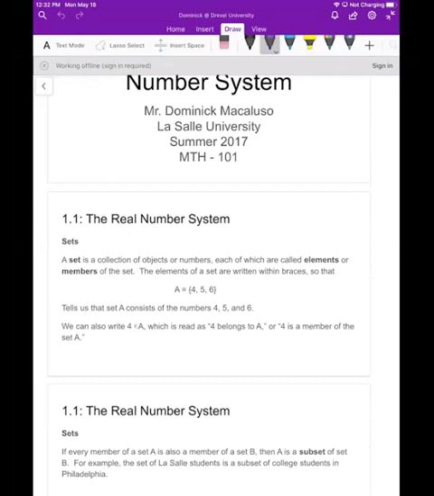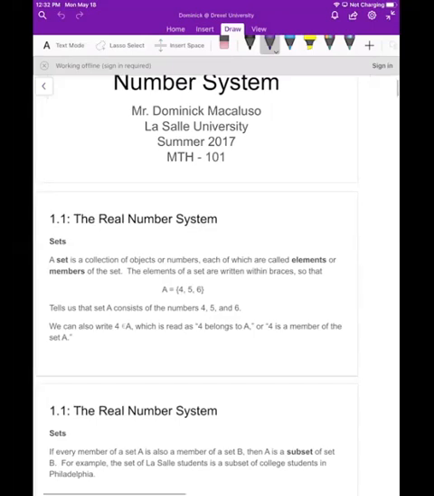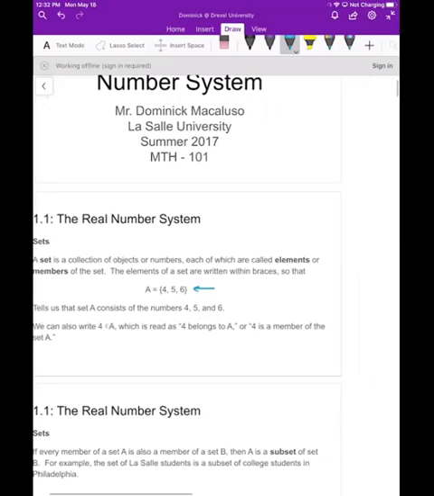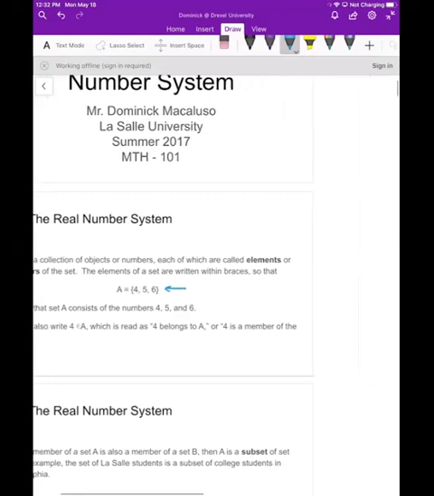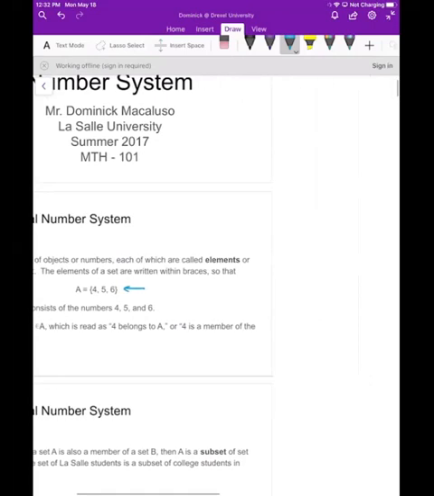So the first topic that I want to discuss is the idea of what we mean by a set. Okay, now a set is just any collection of objects or numbers, and each of those things we would call an element or a member of the set, right? So for example, here we have this set A, and it contains the numbers 4, 5, and 6. Anytime you have a set, a lot of times we use a capital letter to denote a set.